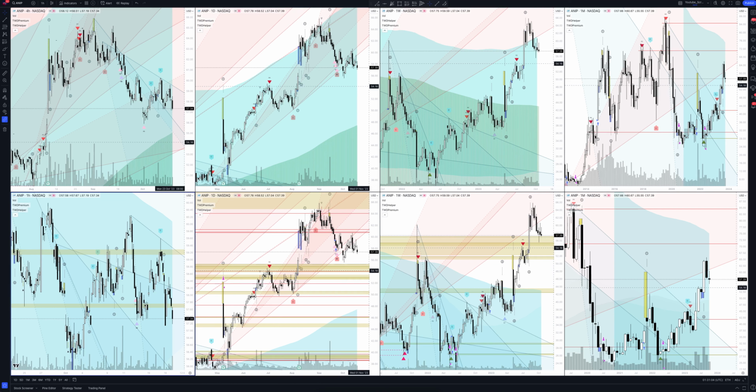Today we will take a look at ANI Pharmaceuticals Inc. stock. Let's analyze the market situation and find out how you can make money on it. Let's start.